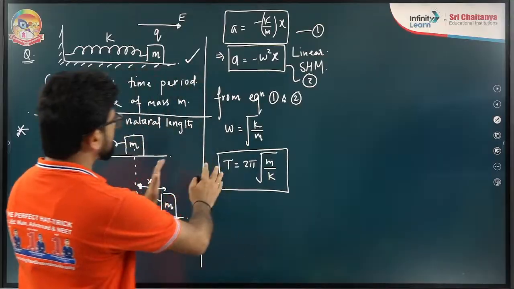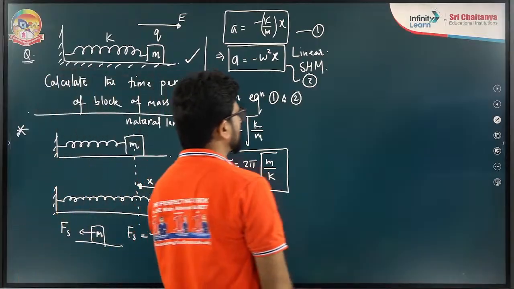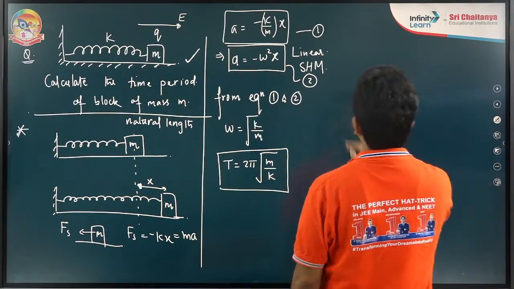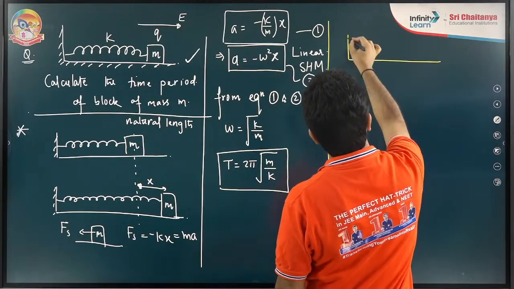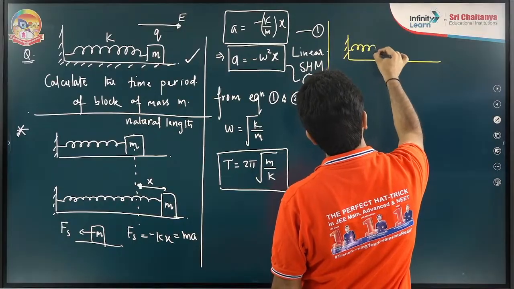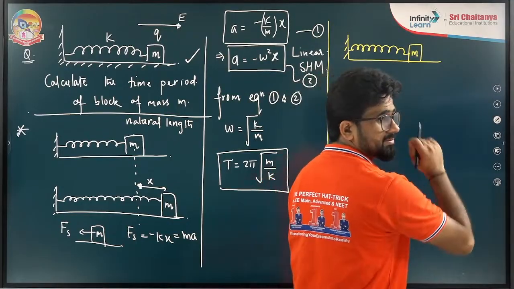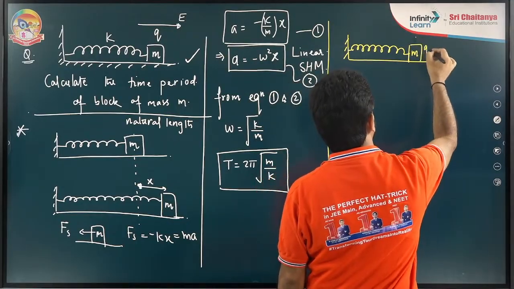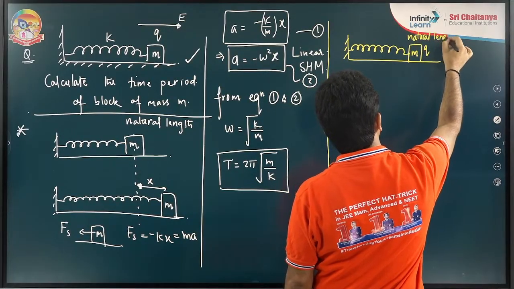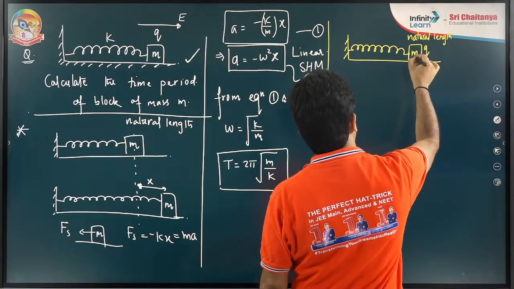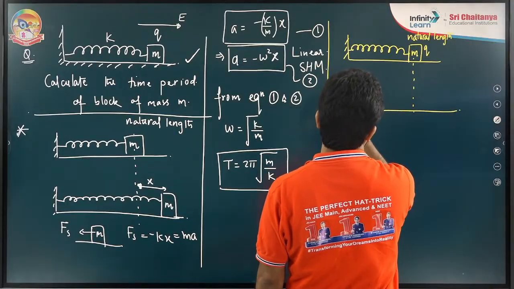Now, using this concept, we want to solve the above problem. How to solve? Please focus on the board. This is the spring mass system. Suppose initially this was the spring mass, and this is the natural length. And you are extending from here by some length.